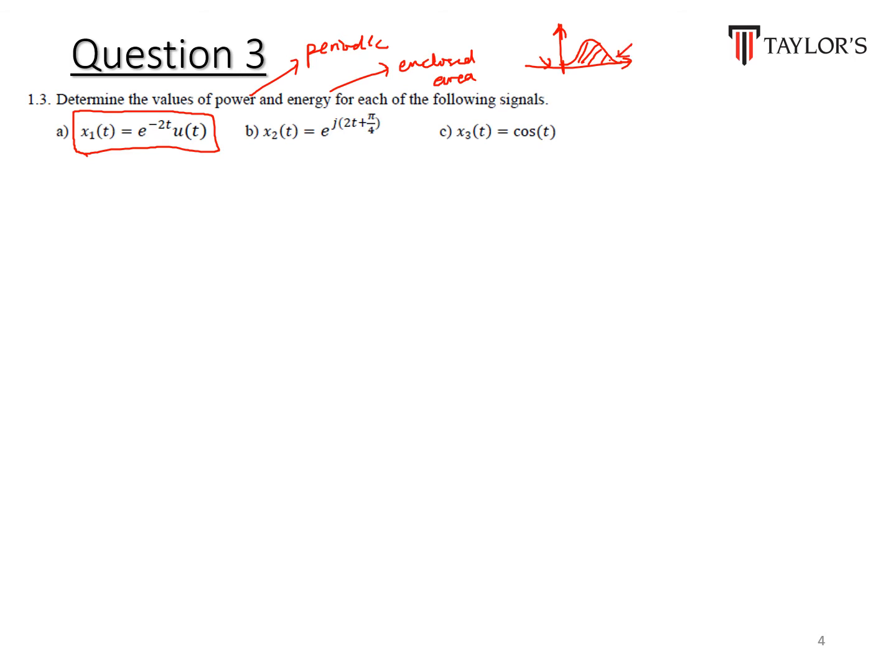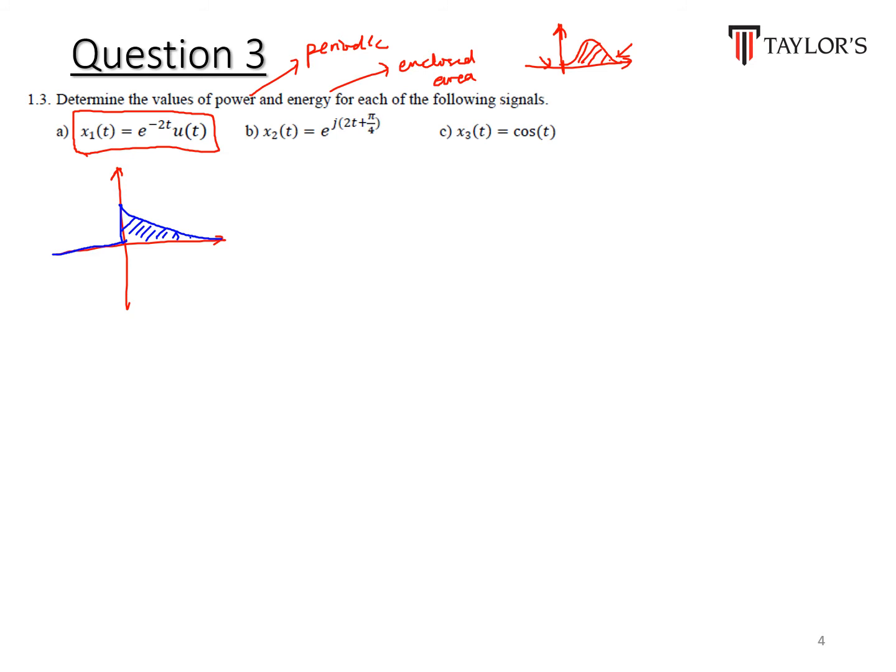So let us look at question A. If you can plot it out, it's best you plot it out. If not, it's fine as well. So let me plot it out. It's always 0 because of the u(t). And then from here it is e power of negative 2t, so it will come down this way. So this signal has an area enclosed. So we can safely say that this is an energy signal.